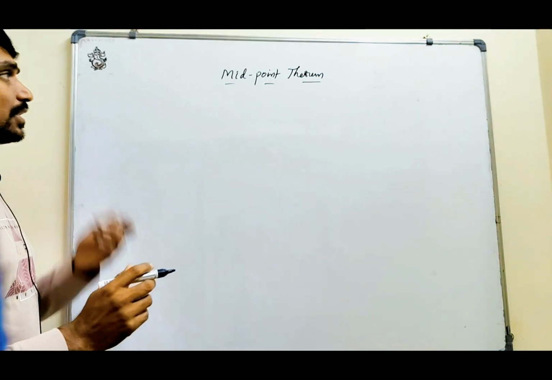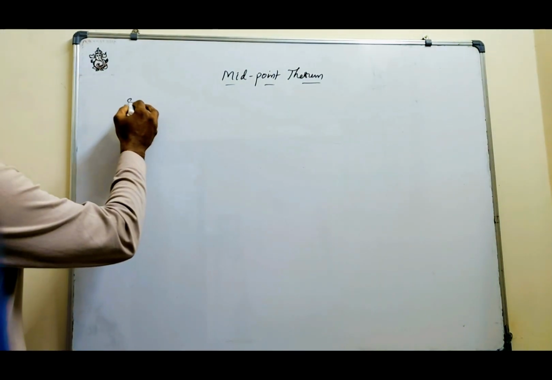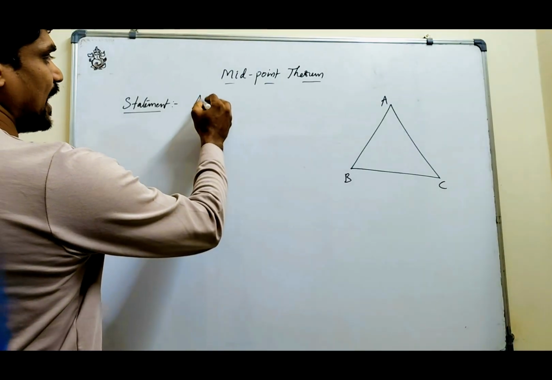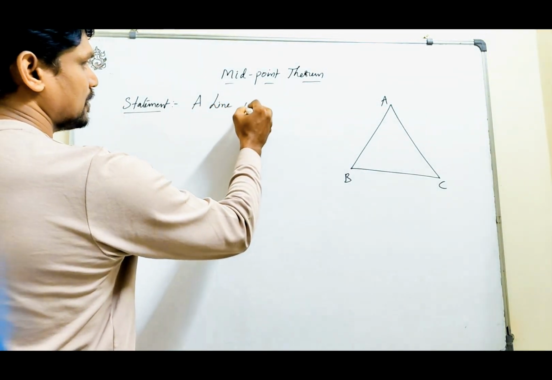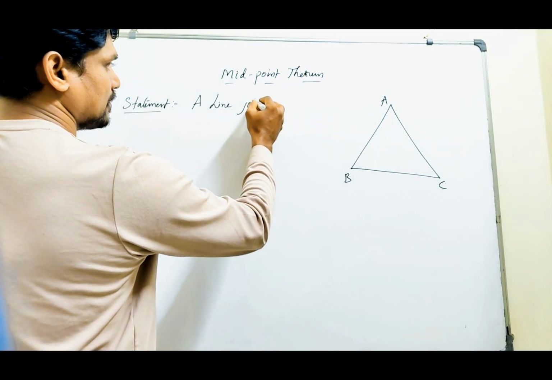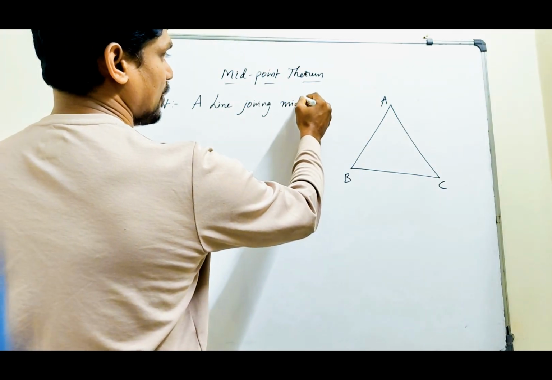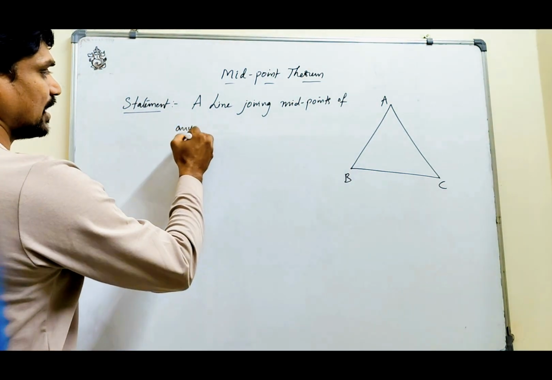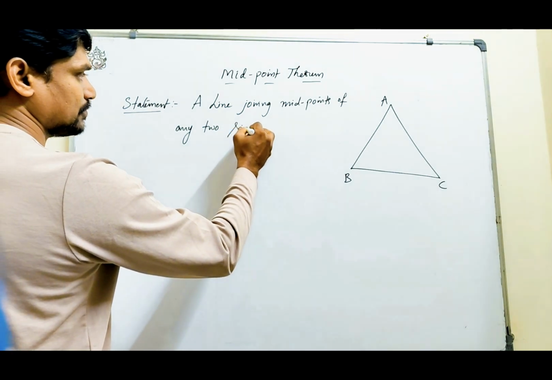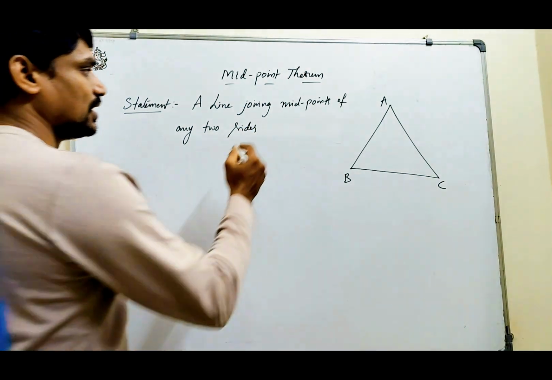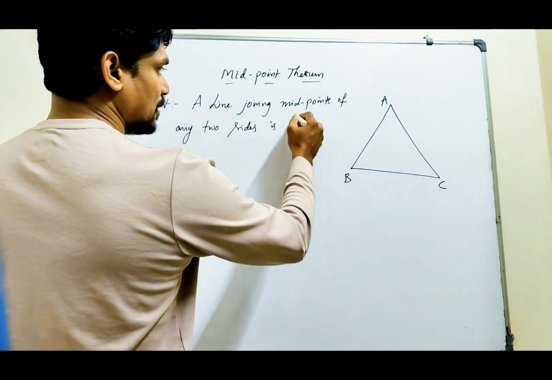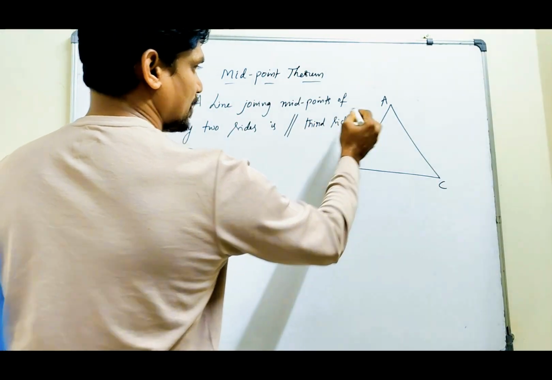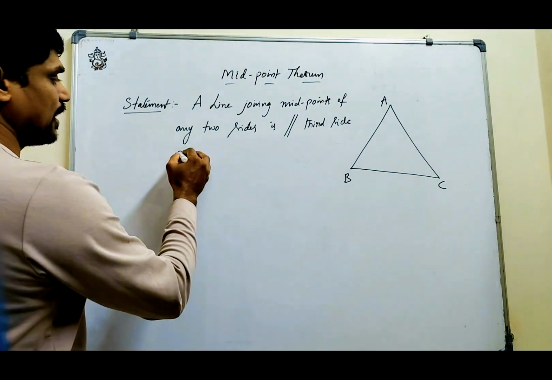Mid-point theorem. Statement: a line joining midpoints of any two sides is parallel to the third side and half of it.